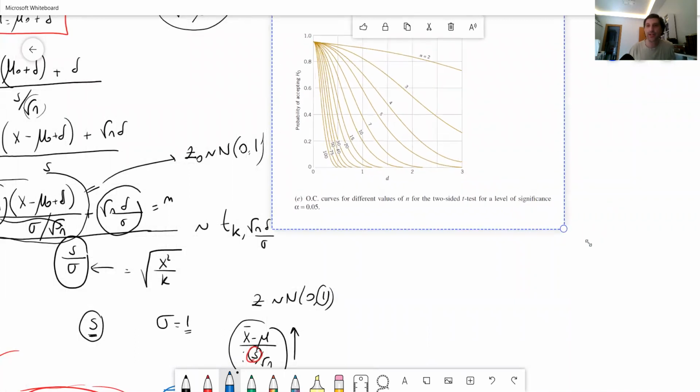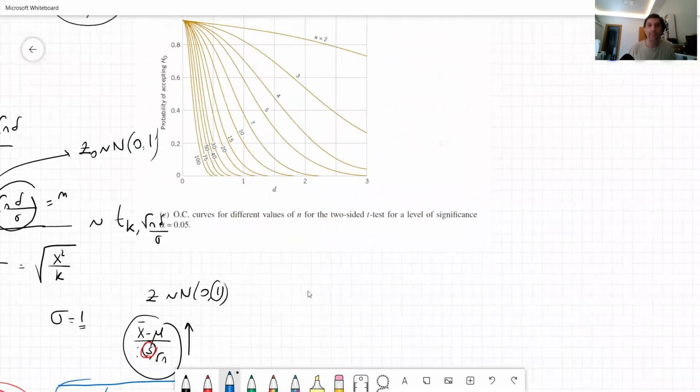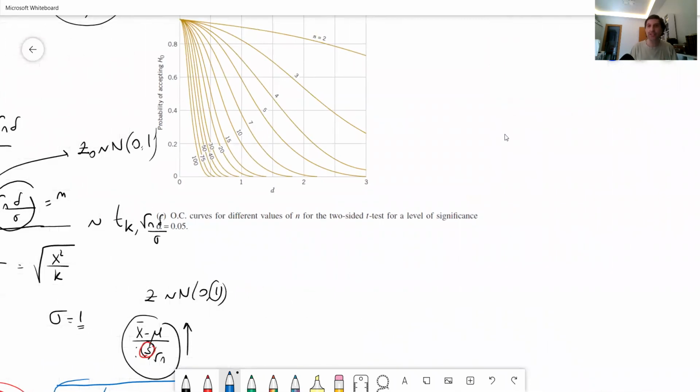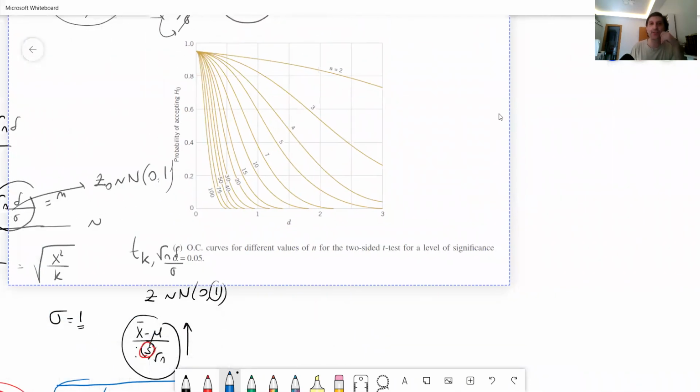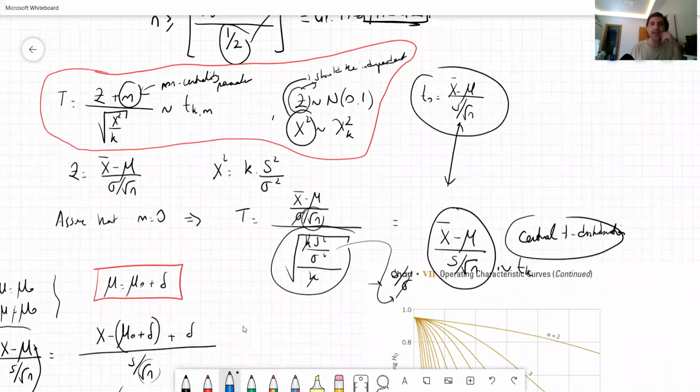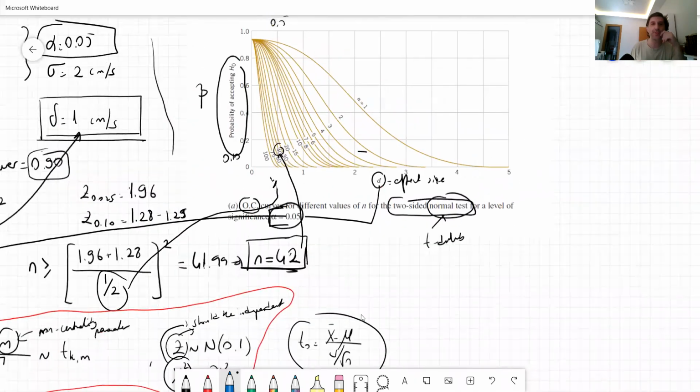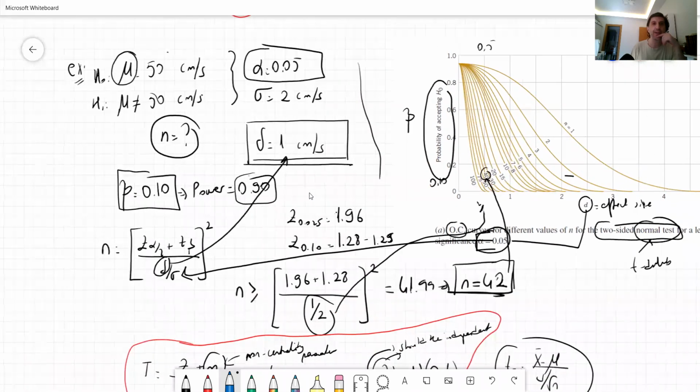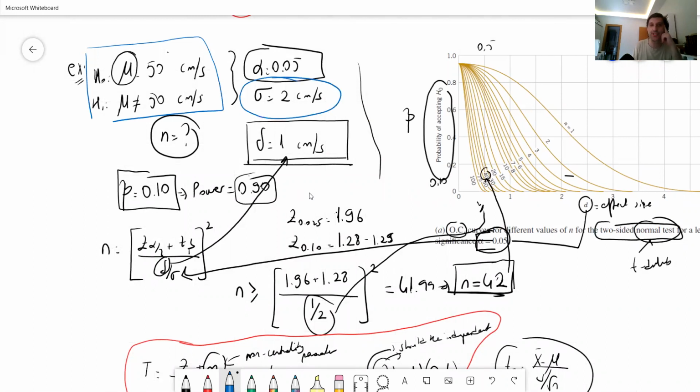Here, there's actually an example I have pasted here. And the way to use this is similar to what we have done previously for the normal distribution case. If we go back to the normal distribution case example, we had this example here. And I said that we know the population standard deviation, and we would like to detect a change of 1 centimeter per second in population mean.